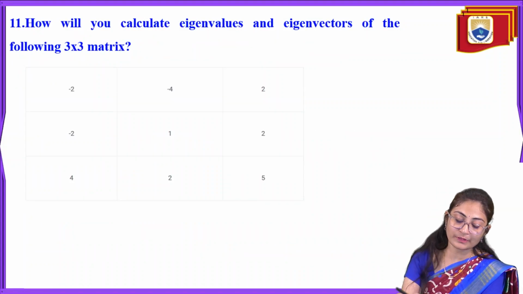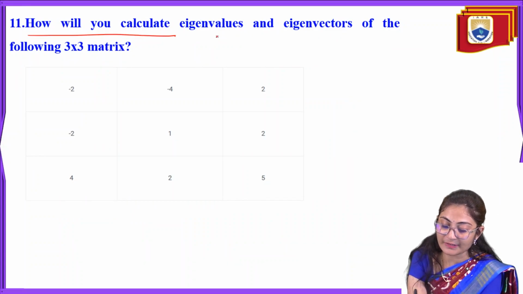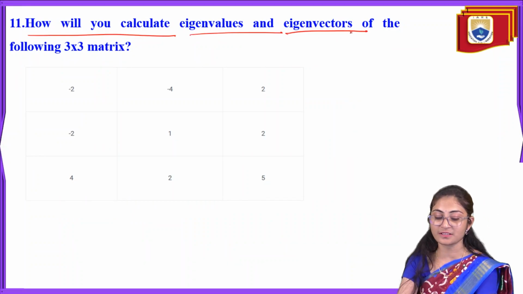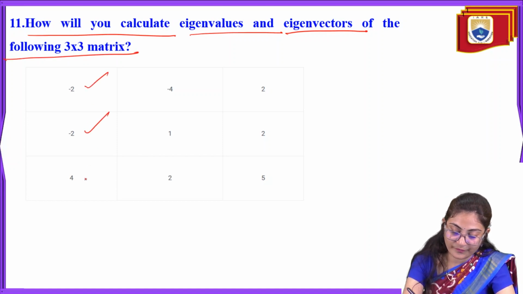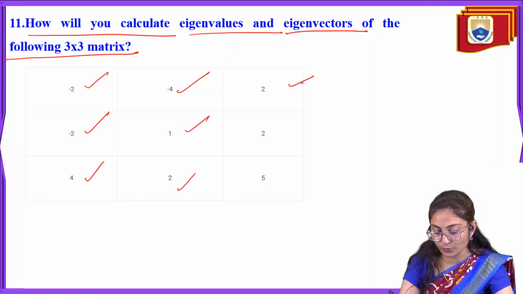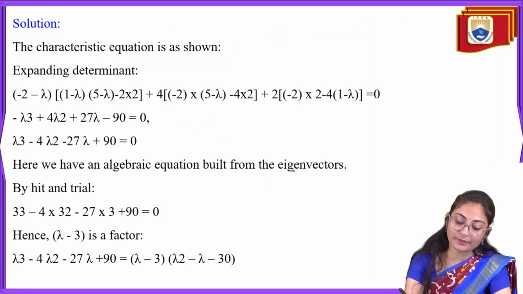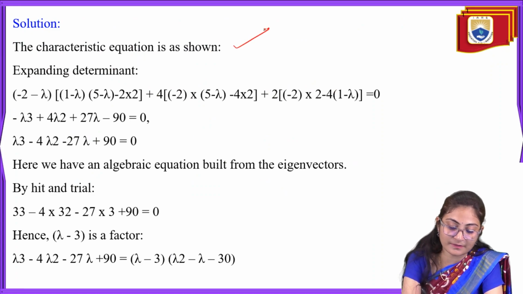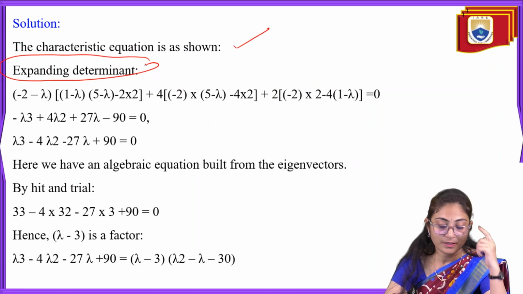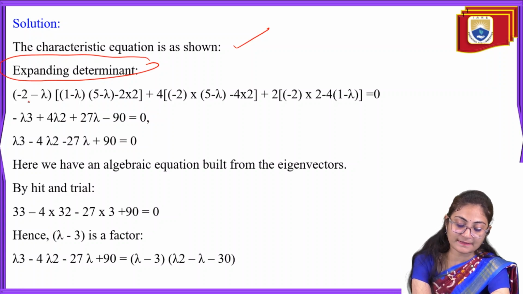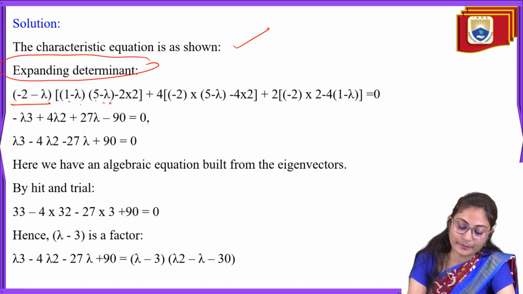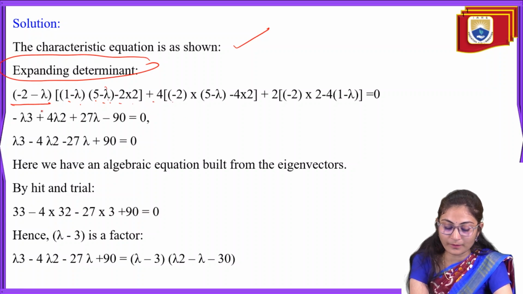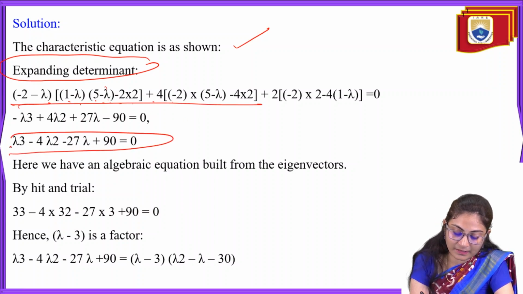There are different ways to do so, such as df.fillna with the mean. Now the next one is: how will you calculate the eigenvalues and eigenvectors of the following 3 by 3 matrix? The values are -2, -2, 4, -4, 1, 2, 2, 2, 5. Now let's see. Here, first we have to find the determinant: (-2 minus delta), (1 minus delta), (5 minus delta), and so on. When you put in all the values, you will get the determinant as 0.